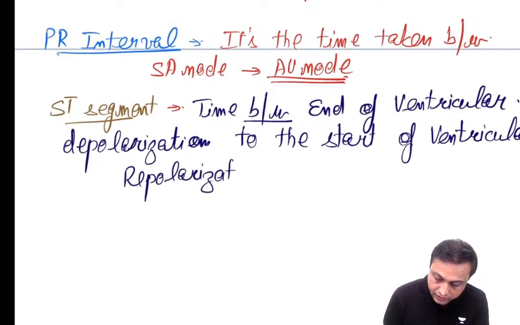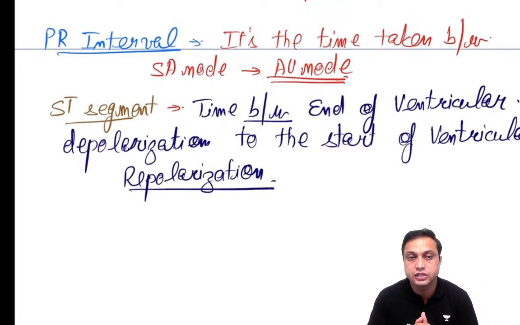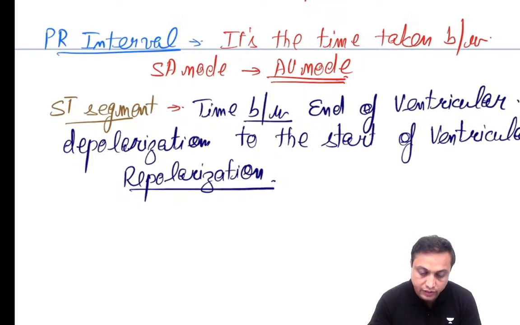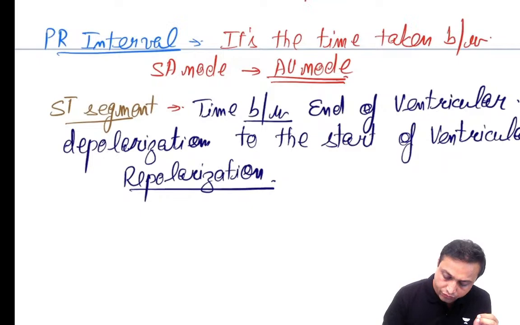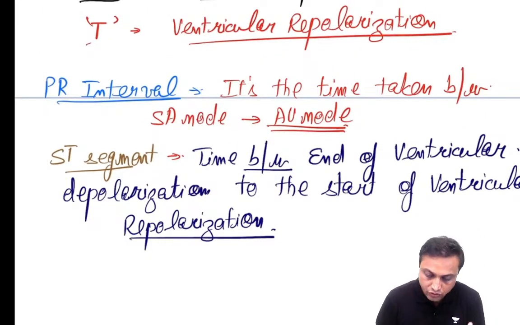Now I think we are very clear about the ECG, how much time is being taken and, according to the impulse travel, what are the waves or lines which are being produced upon the ECG paper, right? So let's quickly revise this thing. Before revision, let's talk about the T wave, which is for ventricular repolarization or relaxation. We have discussed this earlier also.